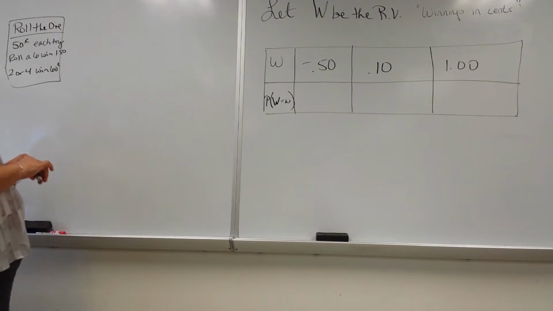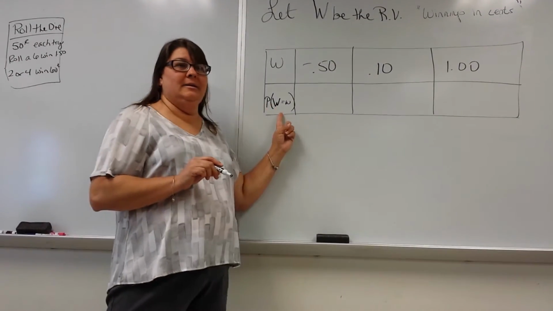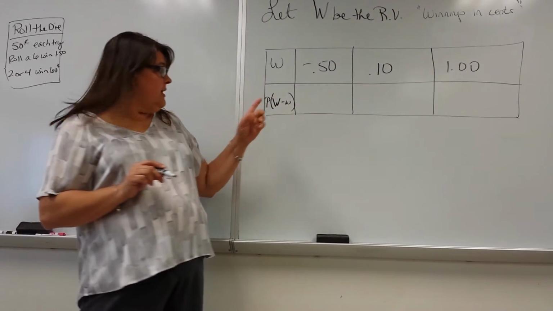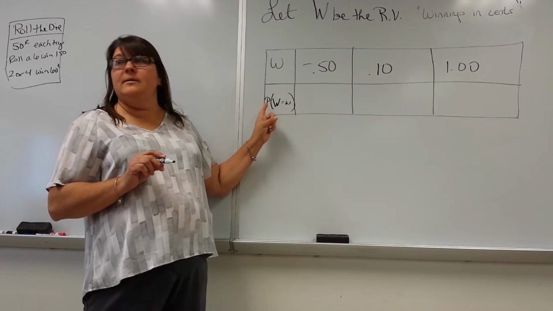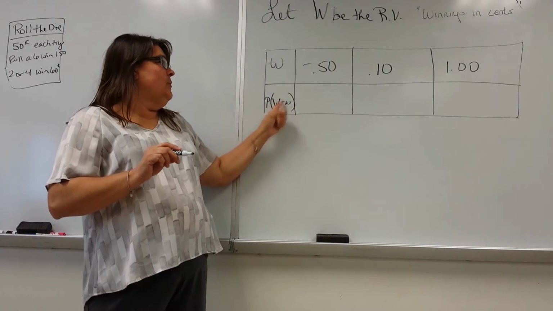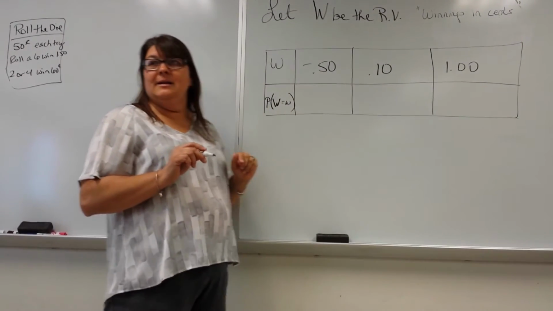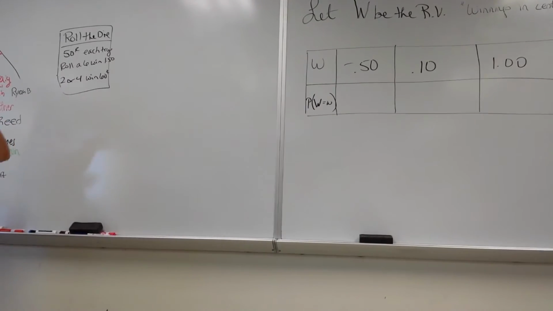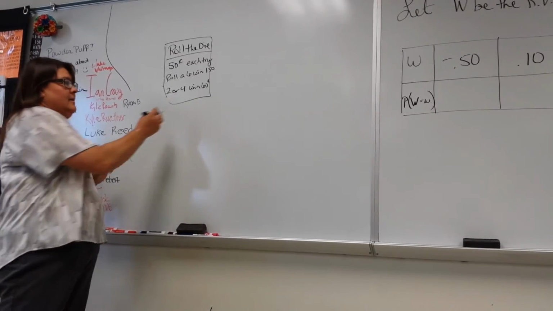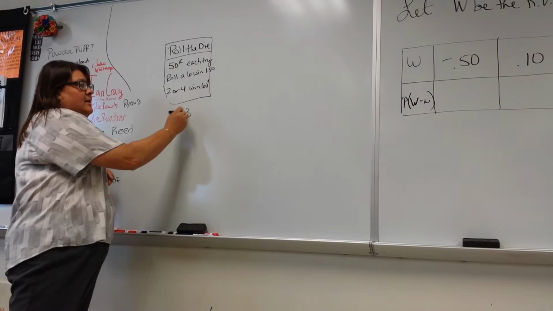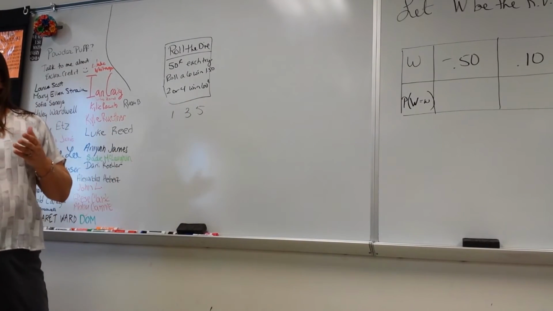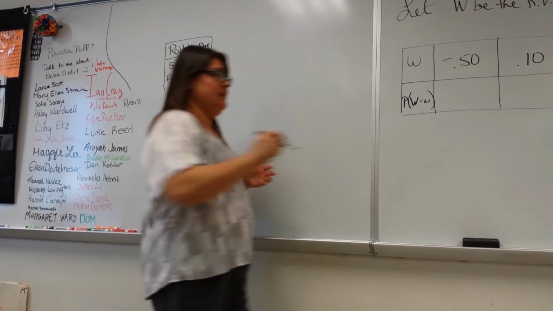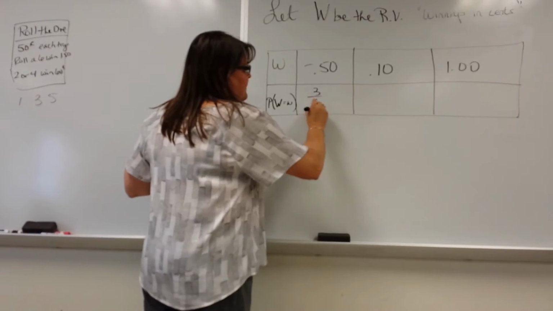Okay. So now, how does this work? What does this tell me to do? This says what is the probability of the winnings when this happens, right? So when does that particular scenario happen? It's what numbers, right? It's 1, 3, and 5. 1, 3, and 5 out of a total of 6. So would you agree, it's 3 out of 6.